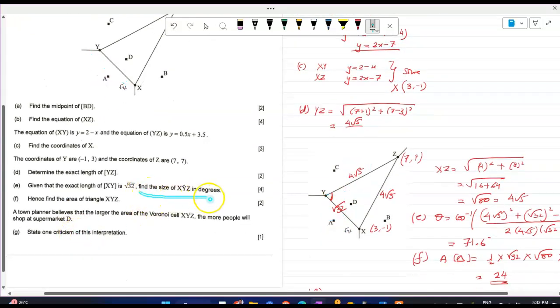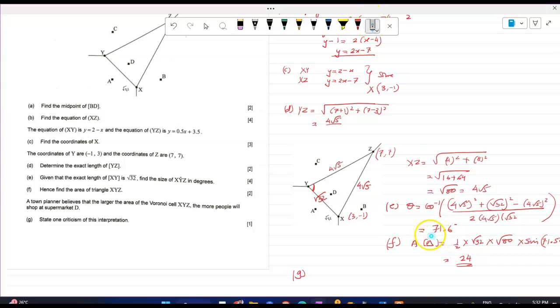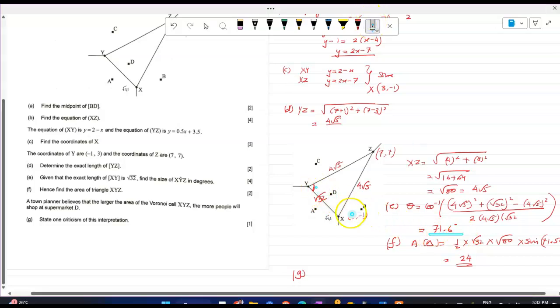Find the size of angle XYZ in degrees. Then you need to find this angle, this side also, and use the cosine rule to get the angle. Then area is equal to half times this times sine of that. That's it. And then one criticism: even though it's a larger area, it may have low quality goods, or it may be overpriced. It may get very crowded because the area may be smaller, and therefore people don't plan to go there.